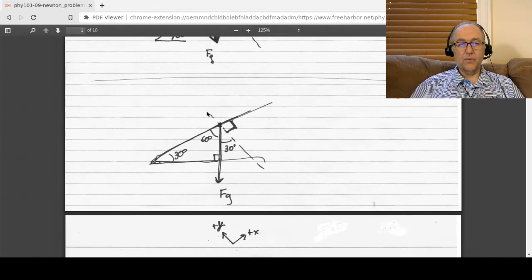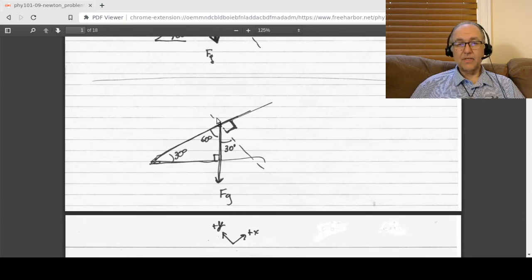So how does that work out? Okay, so here we go. Here's the plane that's inclined at 30 degrees. Here's my Fg going straight down. And you can see it forms this right angle triangle right in there. Now, the sum of all the angles in a triangle is 180 degrees. One angle is 90 degrees, so these two other angles must add up to 90. If this is 30, then that angle right in there is 60 degrees.